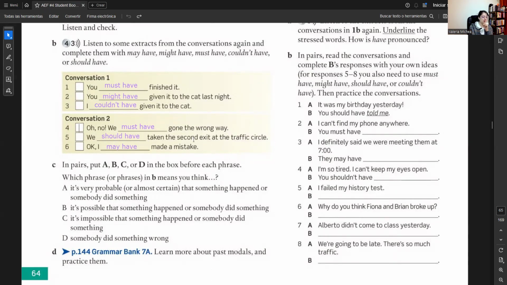All right, so now we have another modal verb that we didn't have a look at in the previous review, which is should have. Does anybody know what should have means? So we should have taken the second exit. What is the meaning of that one? Is it possibility or is it not possibility?